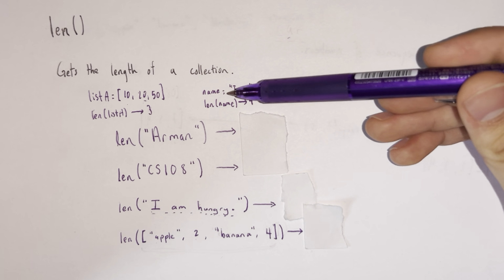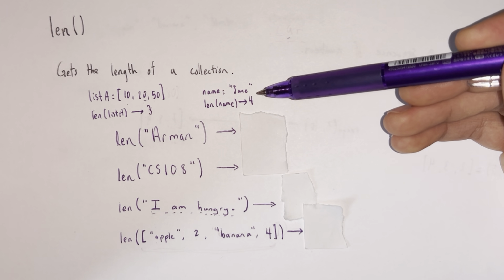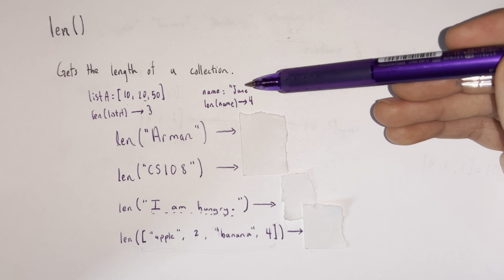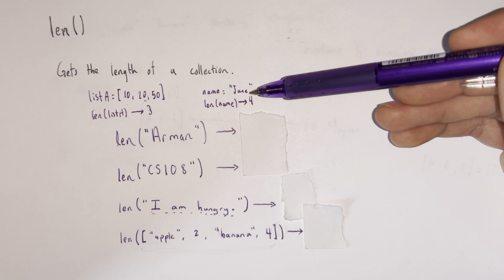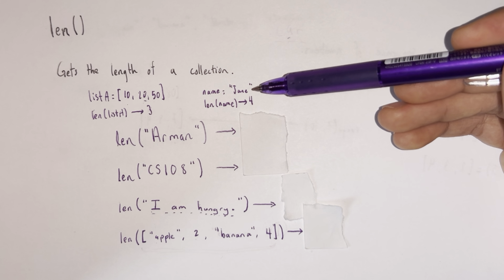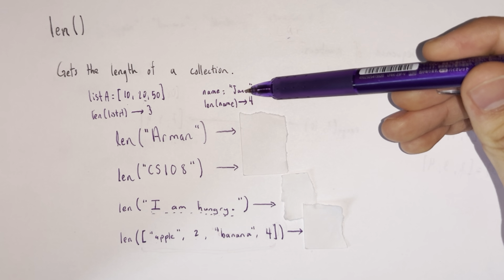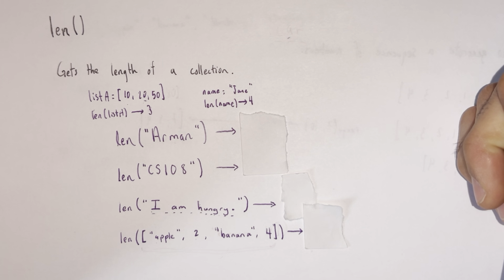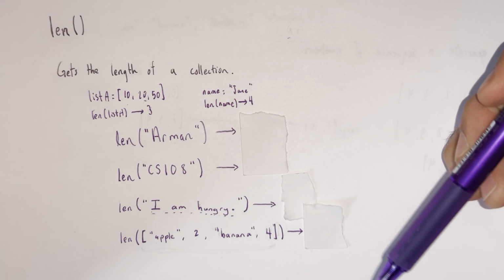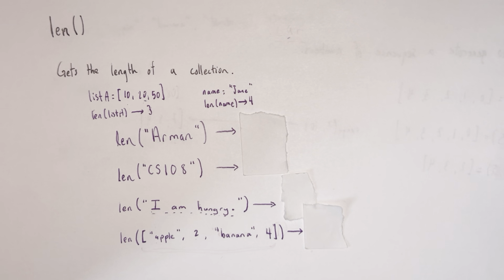Now let's say you have a string Jane. As we said earlier, a string is a sequence of characters when we're thinking of it as a collection. So there are 1, 2, 3, 4 characters in the string Jane. So that's going to give you 4 as the length.